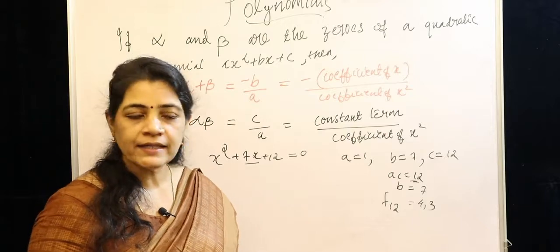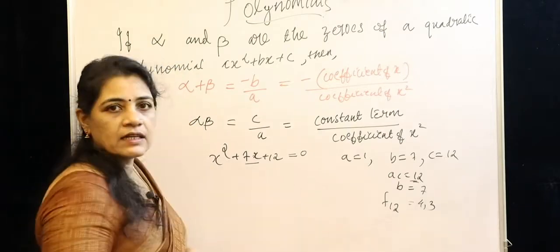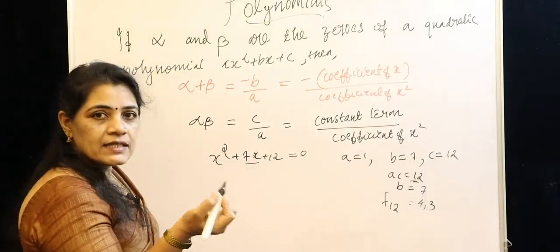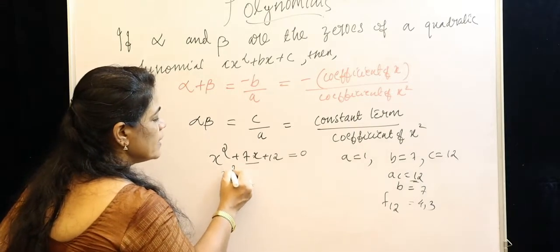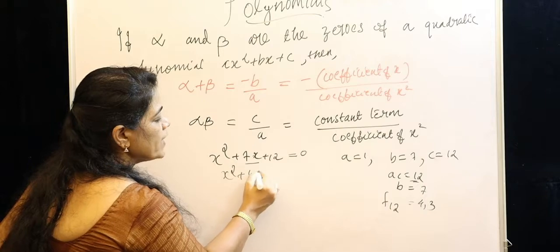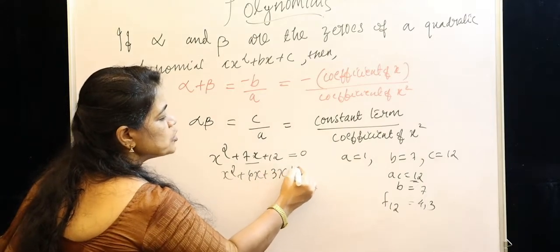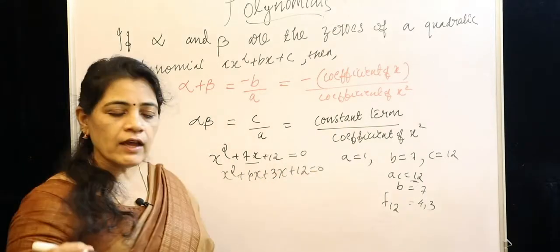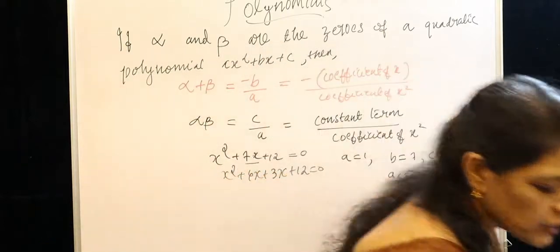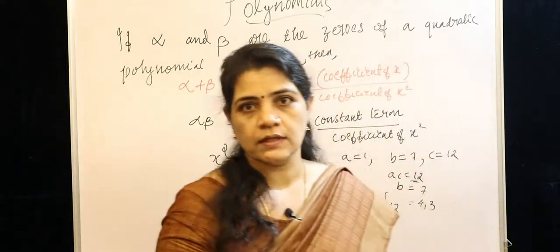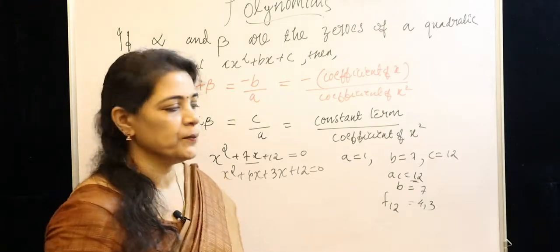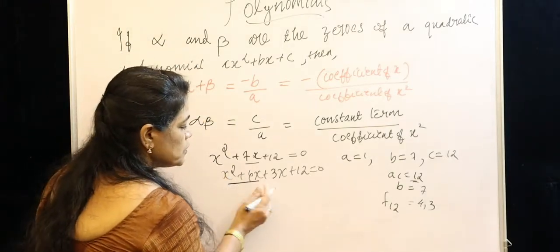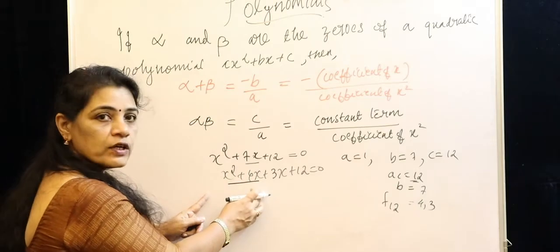I am going to split the middle term with these factors: 7x can be written as 3x plus 4x. So x square plus 4x plus 3x plus 12 equals 0. Why are we equating to 0, children? In order to get the zeros. That is the condition: for the zeros you equate p of x to 0. Now we have 4 terms.